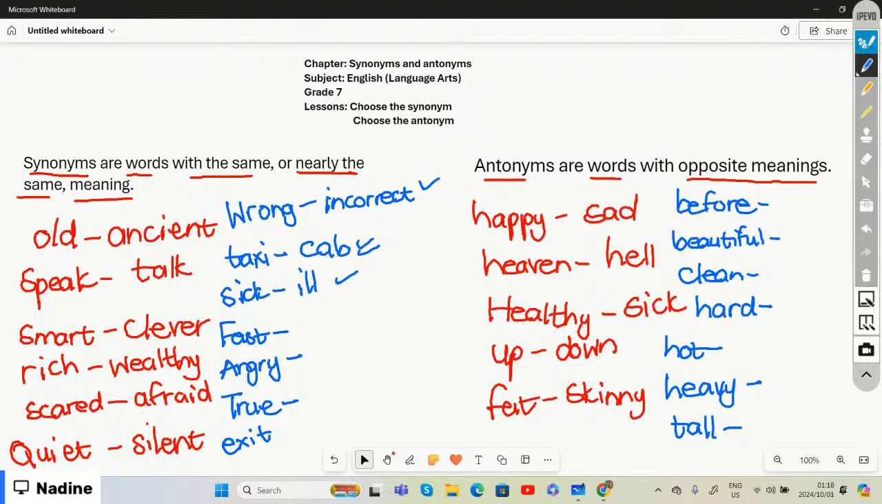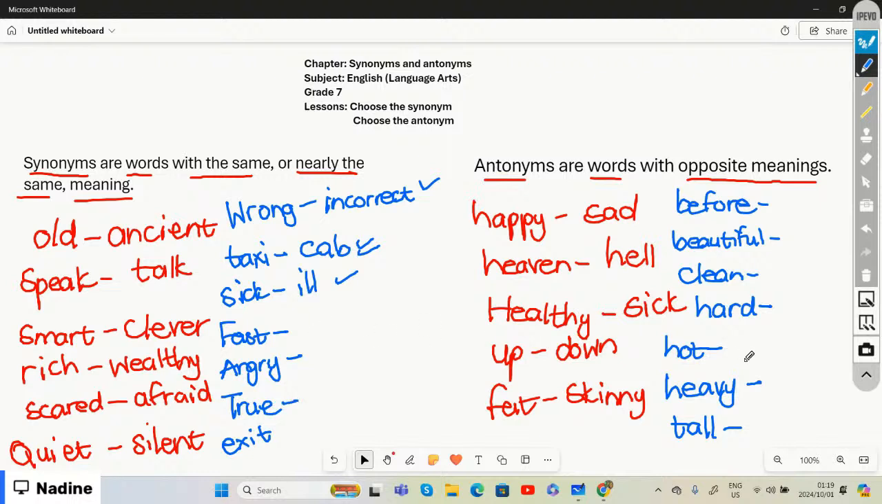Yes, infuriated is definitely a word for angry. I wouldn't have given that word, I would have given just a simple word. But well done. That is definitely the same as angry, infuriated. Give me another word for true.